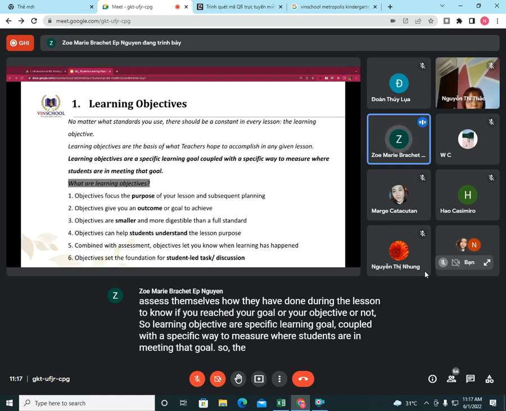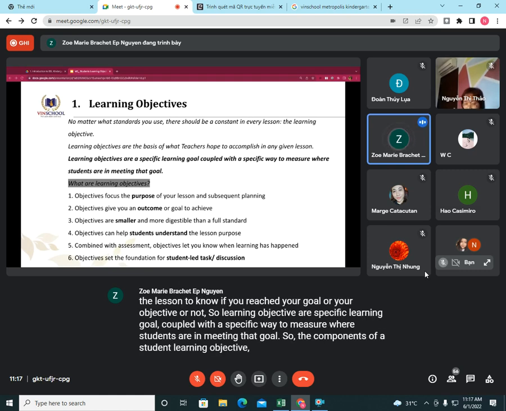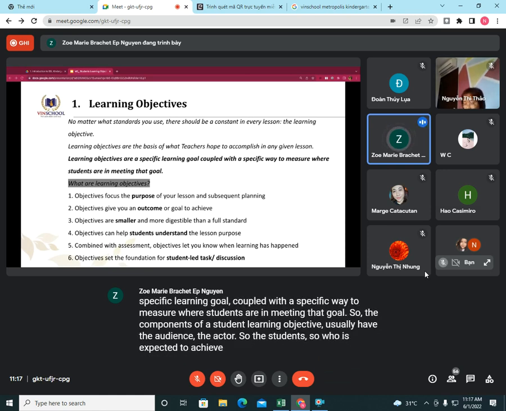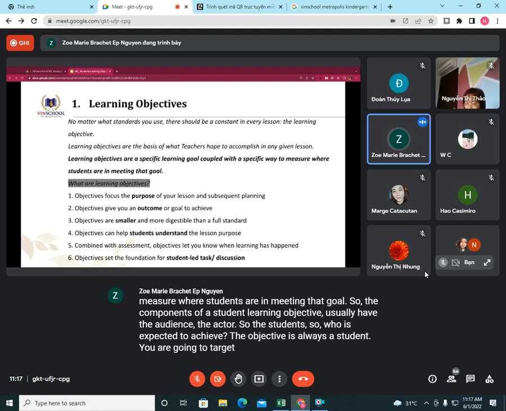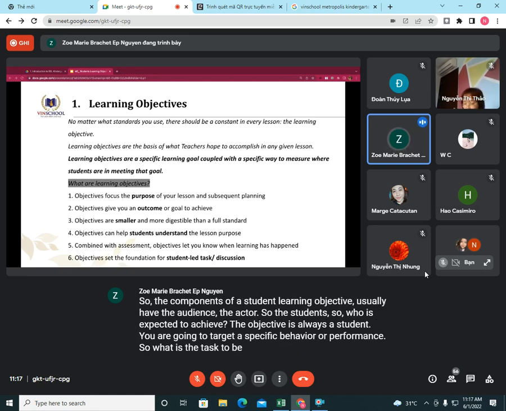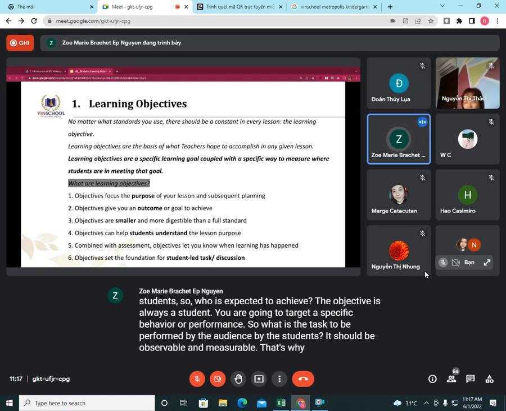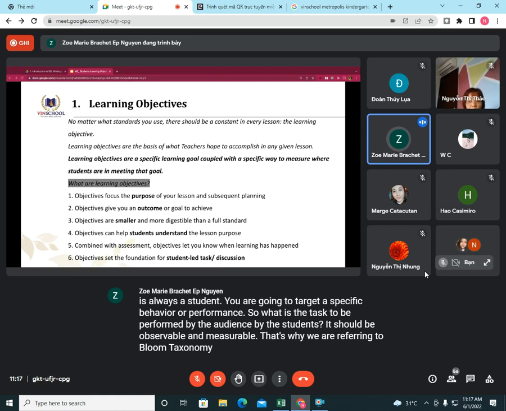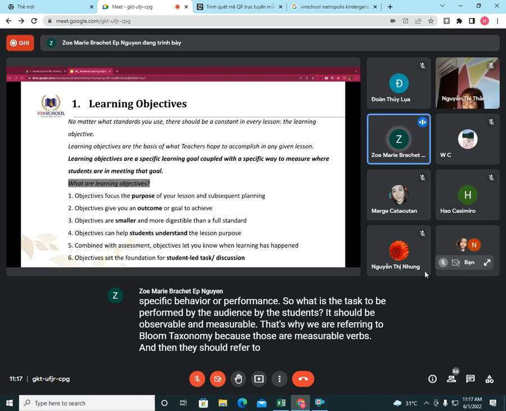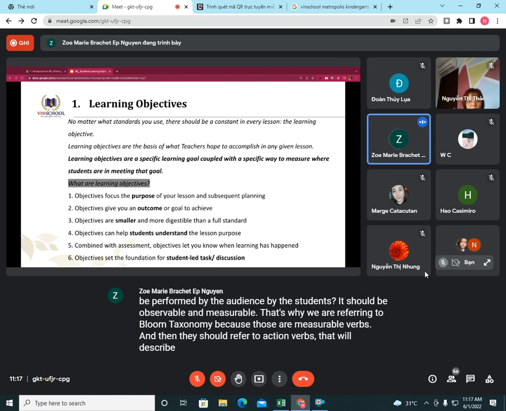So the components of a student learning objective: usually you have the audience, the actor, so the student. Who is expected to achieve the objective is always a student. You are going to target a specific behavior or performance. So what is the task to be performed by the students? It should be observable and measurable. That's why we are referring to Bloom's taxonomy, because those are measurable verbs. And then they should refer to action verbs that will describe behaviors.